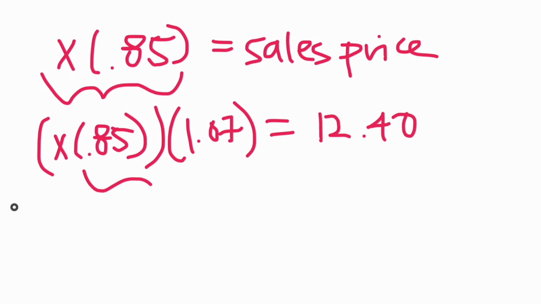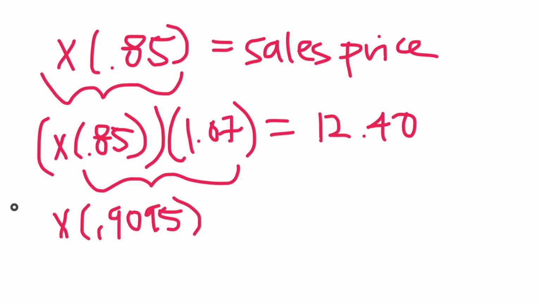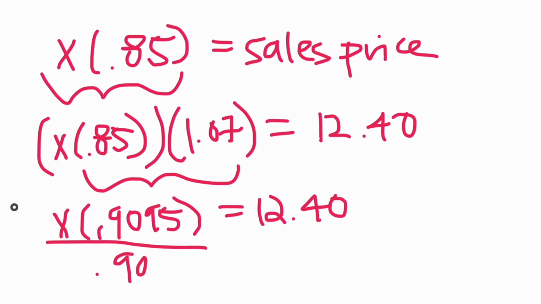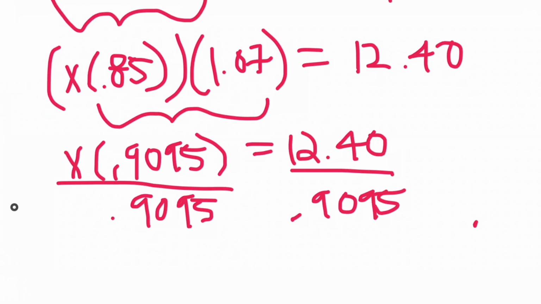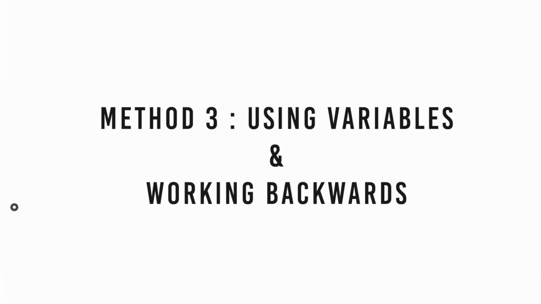So 0.85 times 1.07 is actually equal to 0.9095. And then that's equal to 12.40. Solve for X by dividing each side by 0.9095. And you should get that X is equal to 13.63. That's method number 2. The last method actually involves just going backwards with the order of operations.